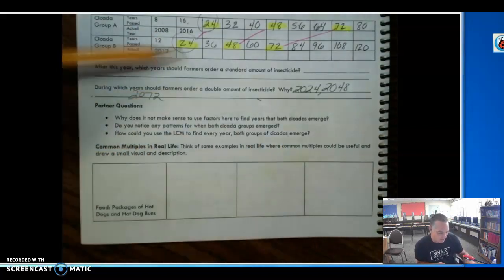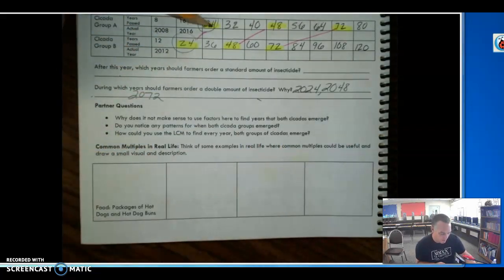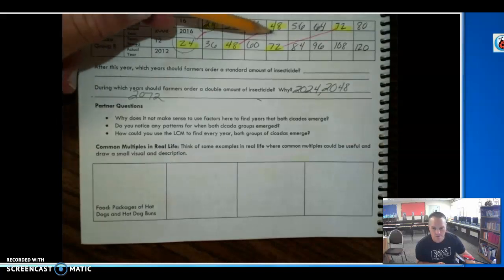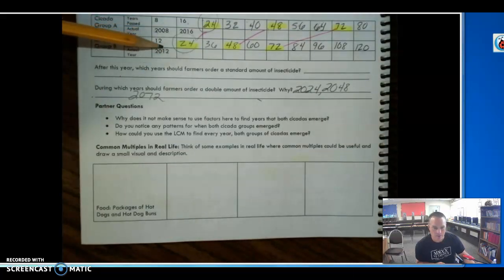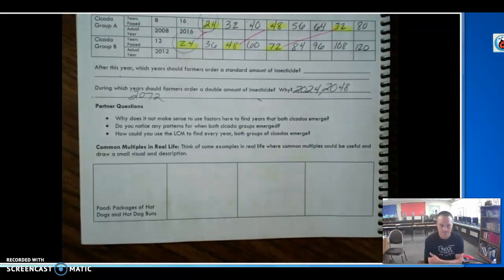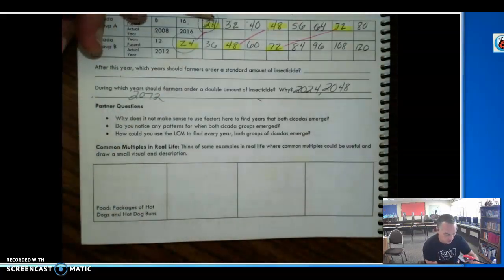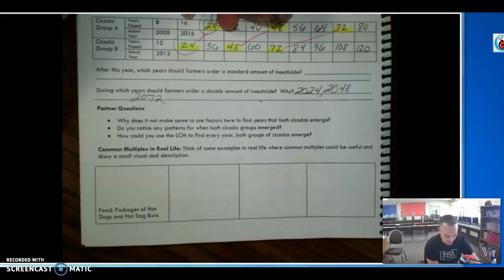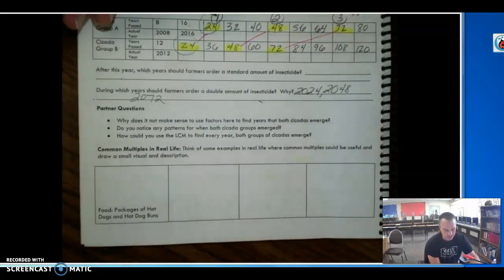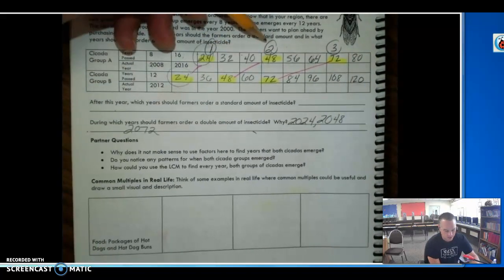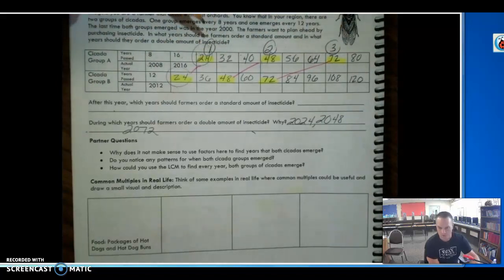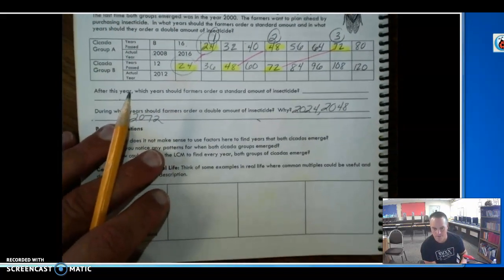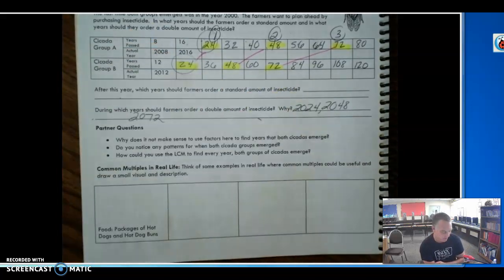Did you notice any patterns with it? Yeah, I noticed we went 1, 2, right? For the 8s, 1, 2, 1, 2. And for the other ones, it went every other one. So 12, 24, 36. So for the group Bs, it was every other year. And how could you use LCM to find every year if you wanted to do that? Well, once we know one, we just have to say this is the first time it occurred, the second time, the third time, and you can say it's 1 times 24. Sorry, it's a lie. 2 times 24, 3 times 24, 4 times 24. Once we know the LCM, we should be able to find every year.